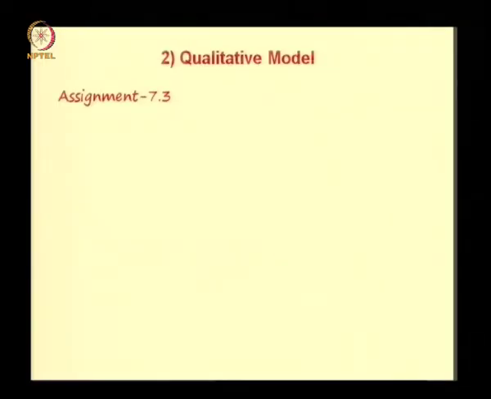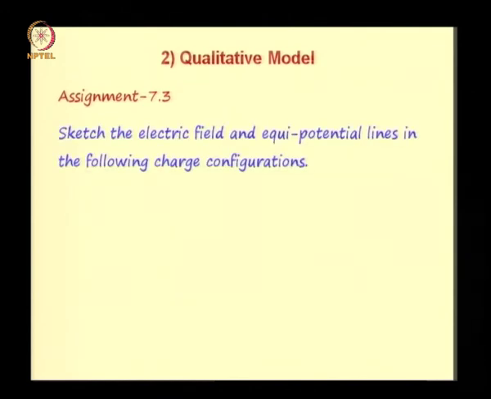So we have come to the end of this lecture. A few assignments. Sketch the electric field and equipotential lines in the following charge configurations. A single positive charge, a negative and a positive charge, it is a dipole separated from each other, and then two positive charges separated from each other.